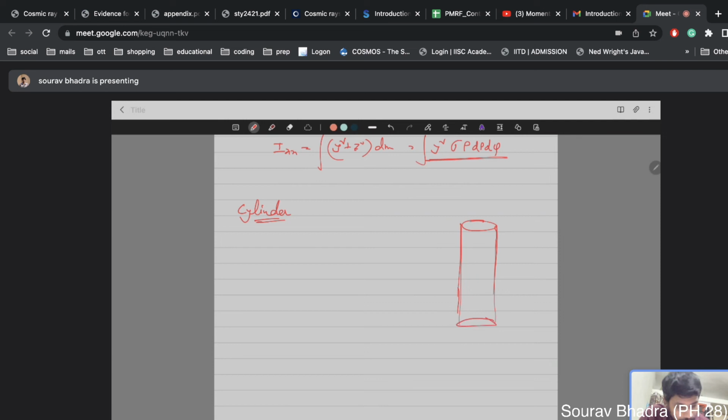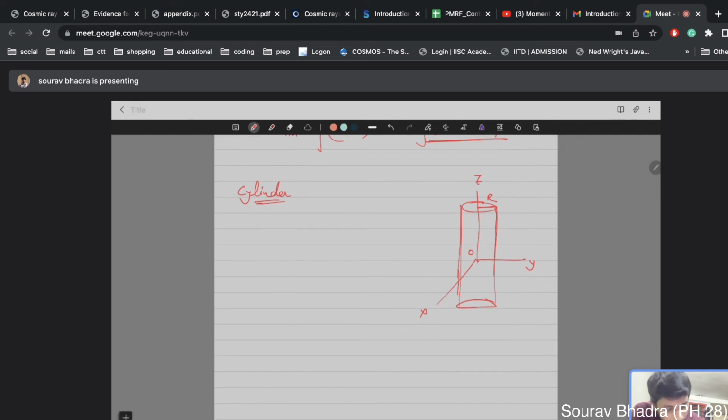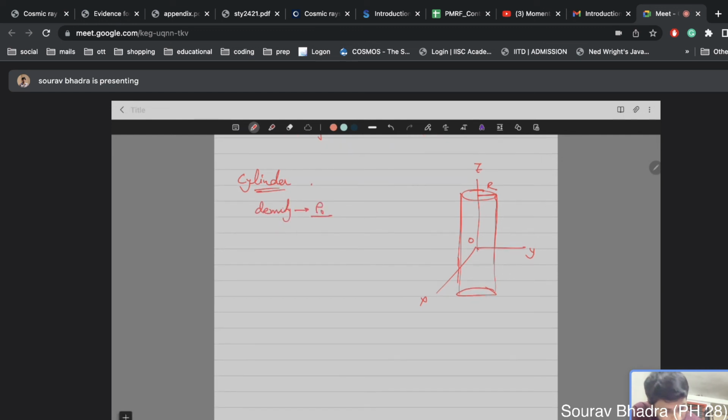Okay, and our coordinate system is like this. This is y, this is x, and this is z. And this is r. So the radius of the surface is r, and this is O. Let us calculate, and say the density is rho 0, which is a constant density. I will do one example of non-constant density also just after this example.